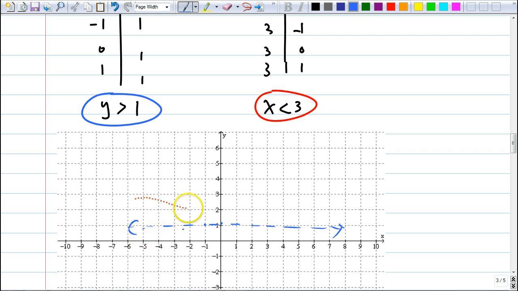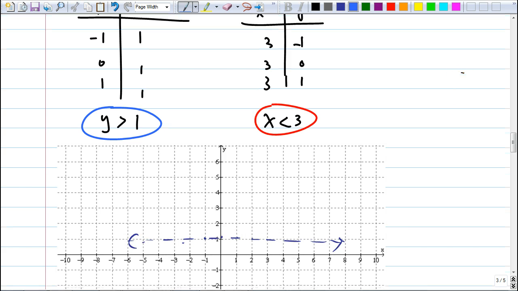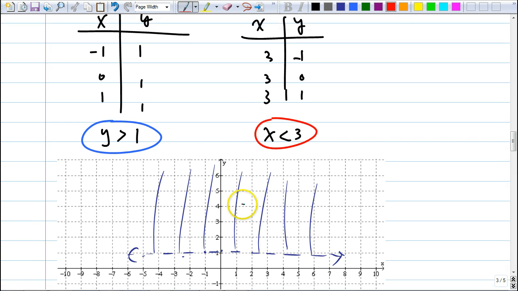Okay, so that's that. Which way should we shade? Y is greater than 1, so greater than means, is it above or below? Above, right? Easy enough? Okay, here we go. Now, what about the other one? X is less than 3. Well, let's plot those points. 3, -1 is right here. 3, -1; 3, 0; 3, 1. So I get a dotted line.